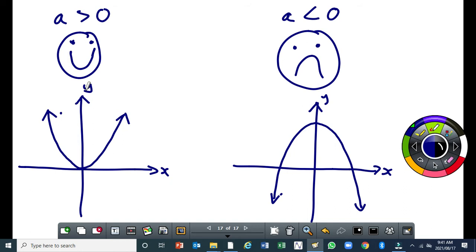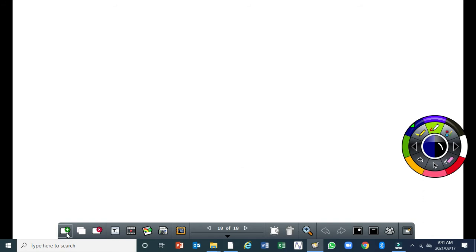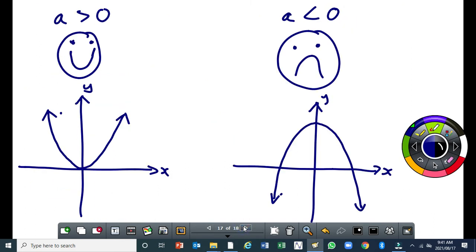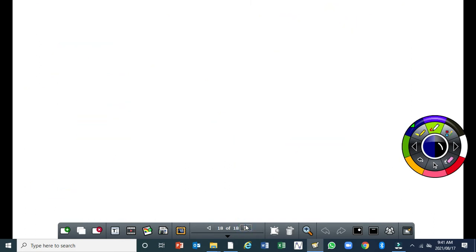Okay, let's move on to, okay, so shape, and let's talk about the x and y intercept. So I have done A, B, okay. So that's C. The y-intercept. Okay, let's say y-intercept.